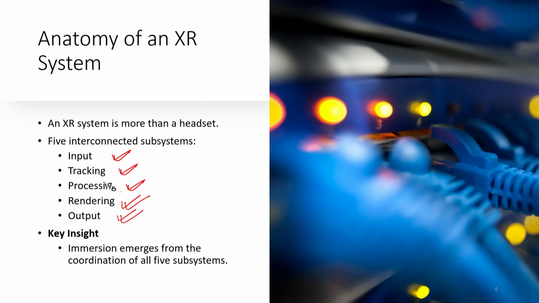So, the input may be typically in the form of some controllers, for instance, which you may hold with your hands. You are constantly being tracked, typically your head motion, your gaze, these are tracked very well by XR systems. Then all of this information is processed, and after the information about your movements is processed, the render on your display typically changes, and you can see that altered render as output in your display. So, really the immersion emerges from the coordination of all of these 5 subsystems.